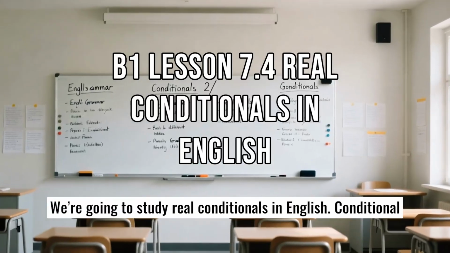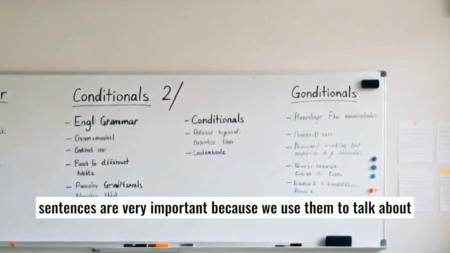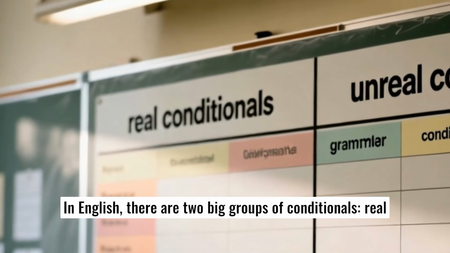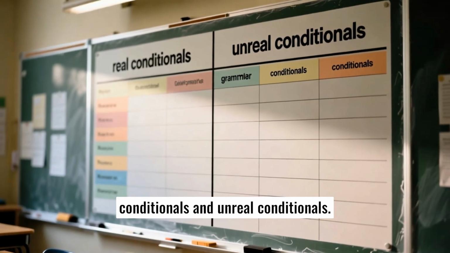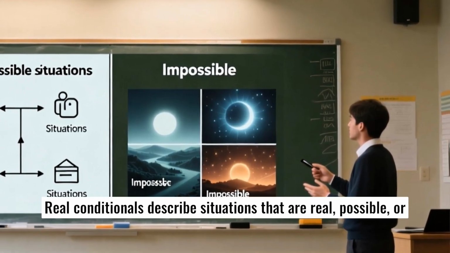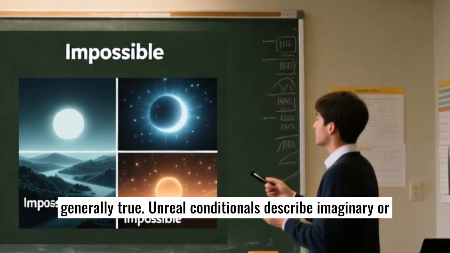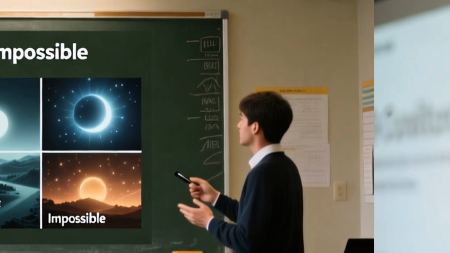We're going to study real conditionals in English. Conditional sentences are very important because we use them to talk about situations, results, consequences, and possibilities. In English, there are two big groups of conditionals, real conditionals and unreal conditionals. Real conditionals describe situations that are real, possible, or generally true. Unreal conditionals describe imaginary or impossible situations.